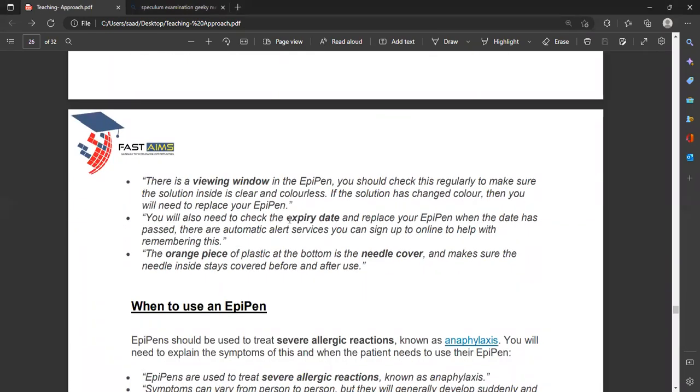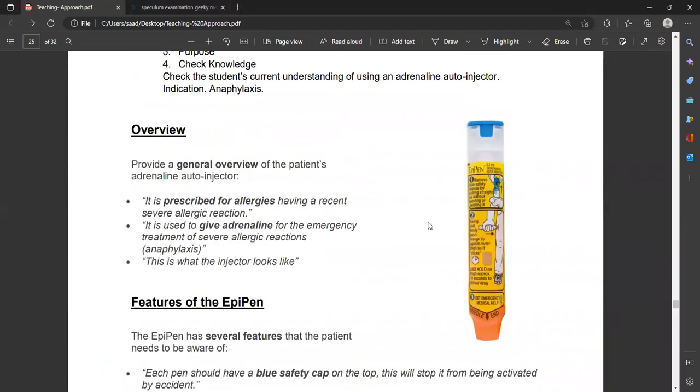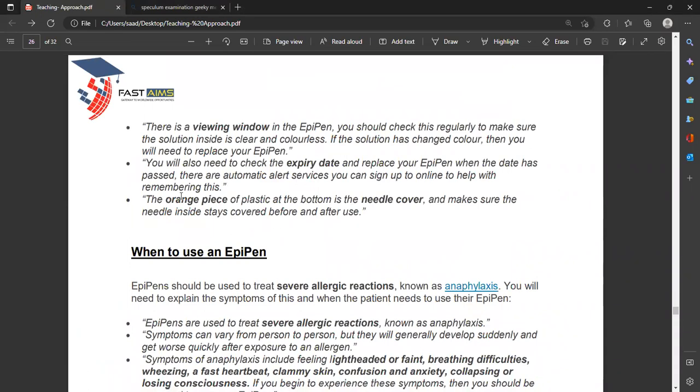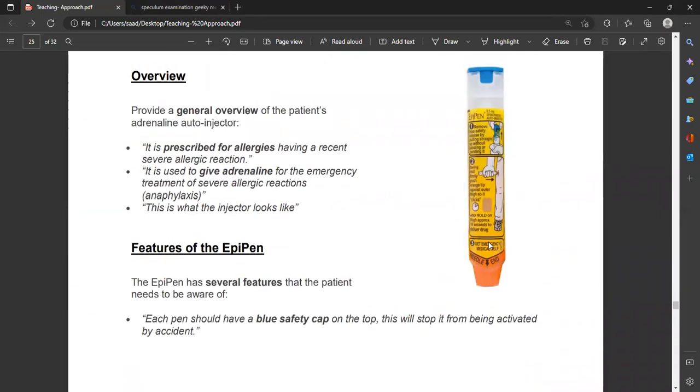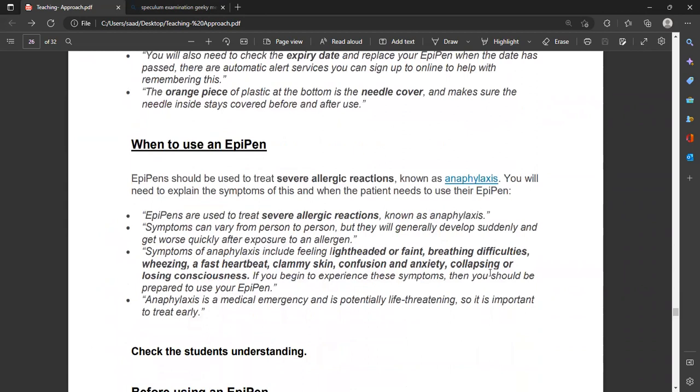Okay, then there is the expiry date. You need to check the expiry date, which would be on the other side of the EpiPen. And there is the orange piece, the needle cover. There is a needle under this orange piece. There are four features: a blue cap, orange needle cover, viewing window, and expiry date. All four are important safety features.